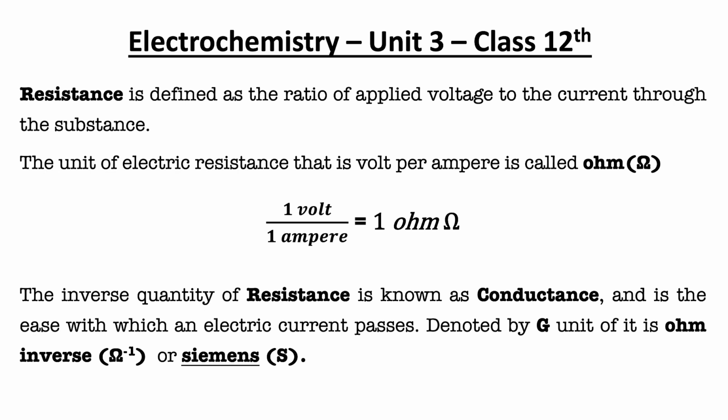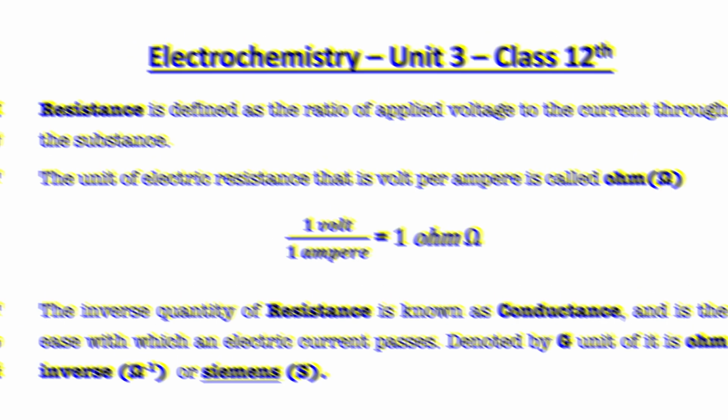Now, when we use the inverse of resistance, it is known as conductance. The symbol of conductance is capital G and its unit is ohm inverse. As it is the inverse of resistance, its unit is also the inverse of ohm. It is also known as Siemens and the symbol is capital S. Now, I think you must have done the resistance and conductance topics very thoroughly.